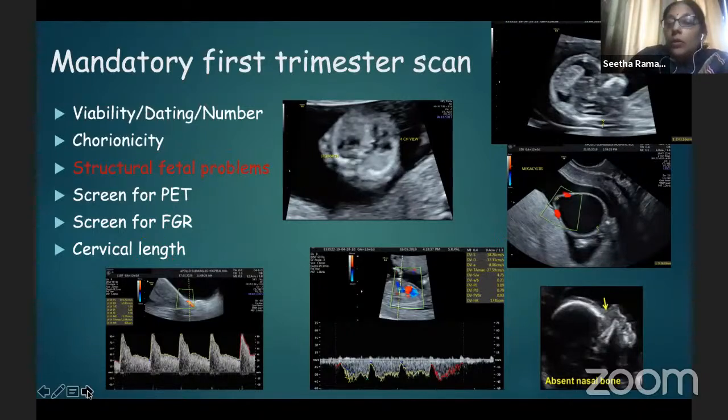So not to forget how beautifully we've seen what we can achieve from the first trimester scan, starting from dating, viability, chorionicity, which forms the mainstay of treatment in our multiples, structural fetal problems, which it can detect, and a lot more things which can be detected, which are more common and can affect the mother more severely.